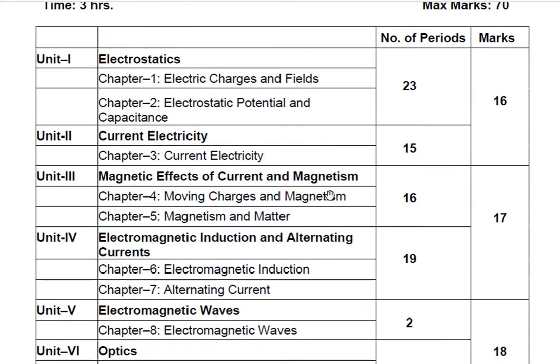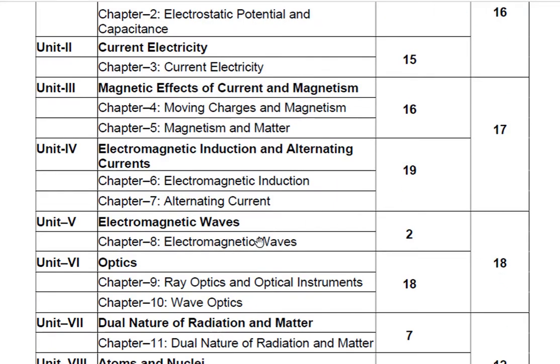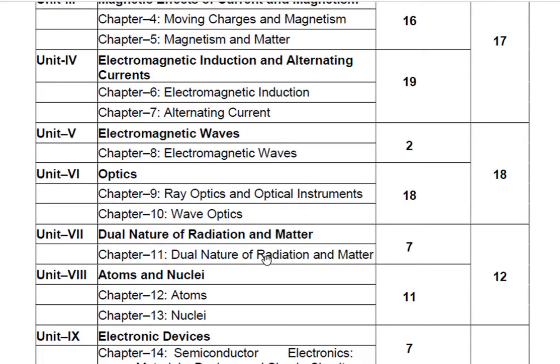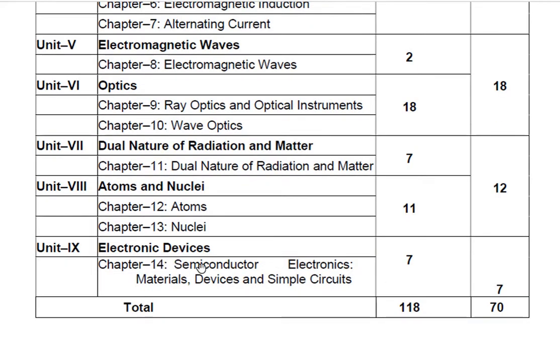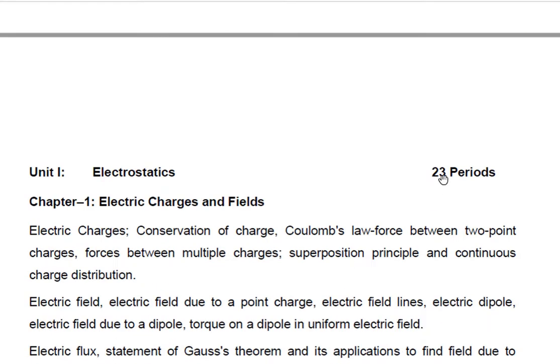17 marks from chapter 4, 5, 6 and 7. 18 marks from chapter 8, 9 and 10 combined together. And 12 marks from chapter 11, 12 and 13 combined together. And from the last chapter, which is chapter 14, there will be only 7 marks. So here let us discuss in detail about the syllabus.